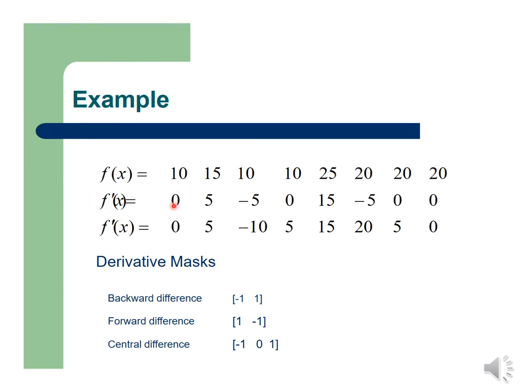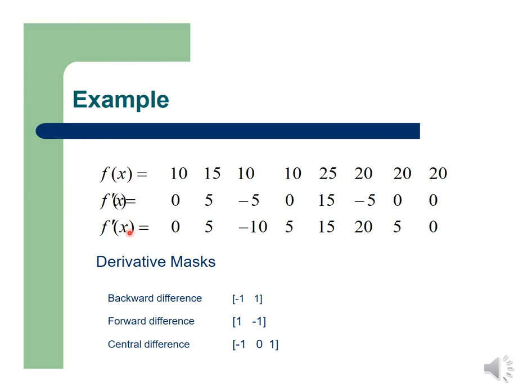You have seen earlier that this derivative was nothing but the backward difference. There is no value before this 10, so we are just putting 0 here, and we take the difference of these two values. 15 minus 10, we are getting 5. Similarly, 10 minus 15, the answer is minus 5, and 10 minus 10, the answer is 0, and 25 minus 10 is 15. Then 20 minus 25, we have minus 5, and 20 minus 20 is 0, and again 20 minus 20 is 0. So this is the first derivative at the point x.